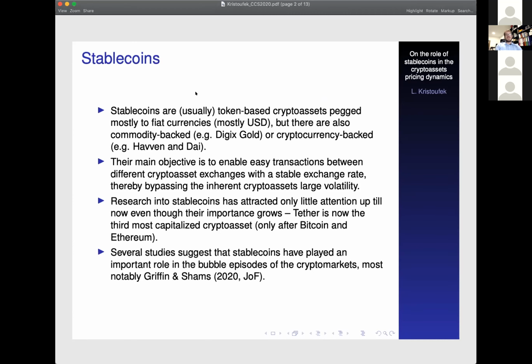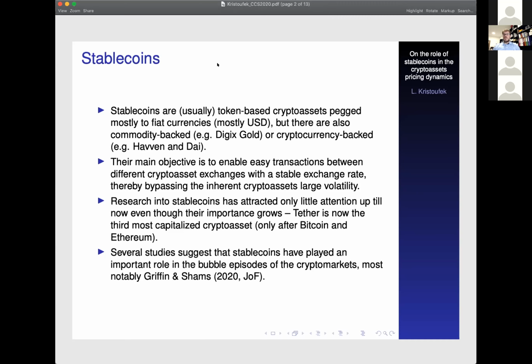So to begin, stablecoins are usually token-based crypto assets pegged mostly to standard currencies, mostly US dollar. There are also commodity-backed ones and cryptocurrency-backed ones. And their main objective is to enable easy transactions between different exchanges with stable exchange rates. So it doesn't fluctuate or shouldn't fluctuate much. And it bypasses, or it's supposed to bypass the inherent crypto assets large volatility, so that you don't trade just in Bitcoins or something, but you have the tether and you can transfer it quickly, and you are quite sure that the exchange rate of that one will not change a lot during these few minutes.